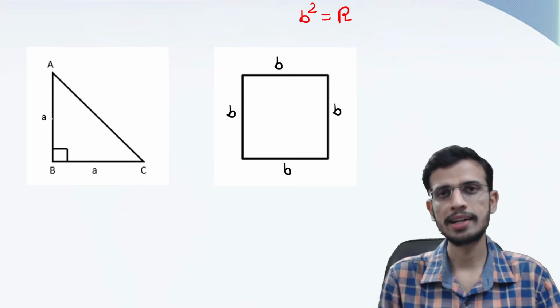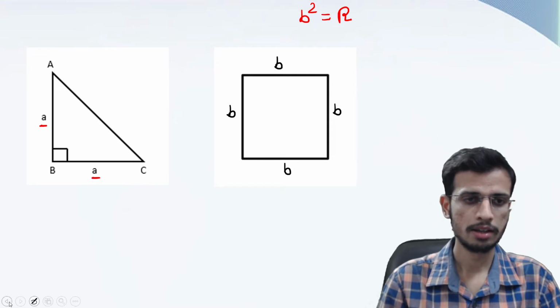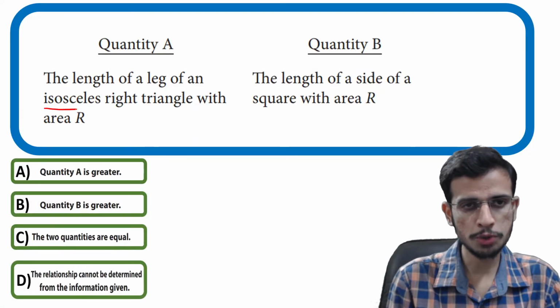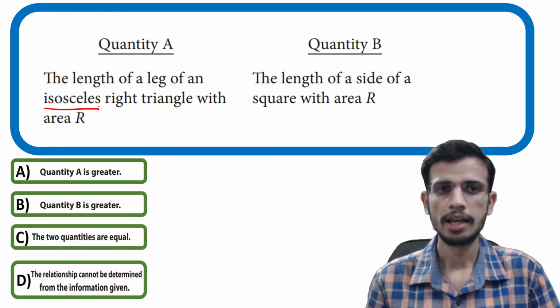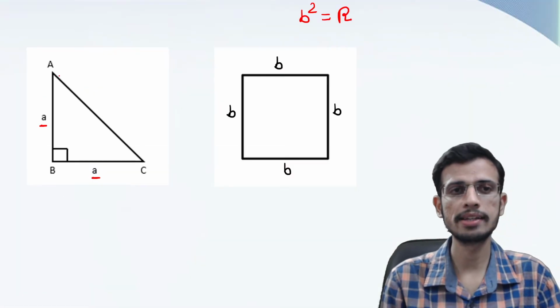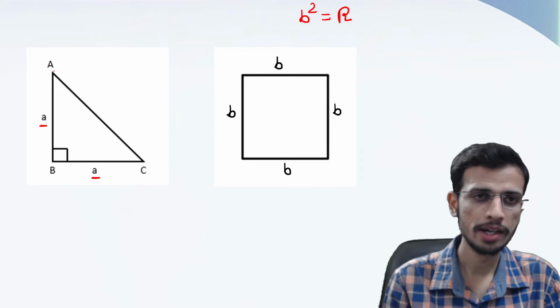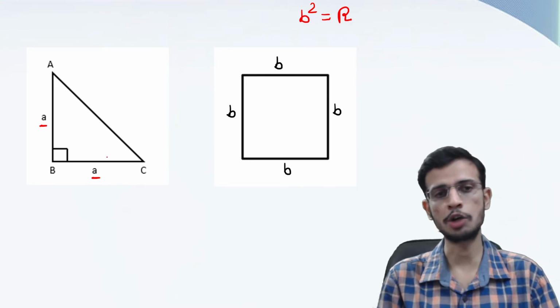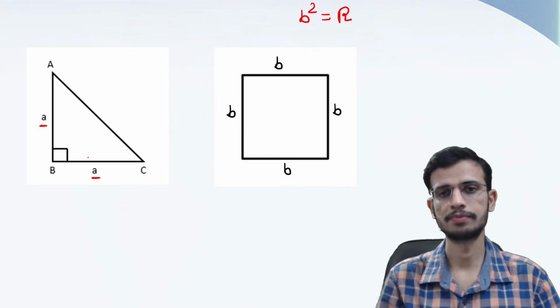For isosceles right angle triangle, these two sides will be equal, right? What does it mean? Any two sides will be equal. And it is right angle triangle, so hypotenuse will be longest side, right? So we have to take side AB length equal to side BC length, and I have told it is A.